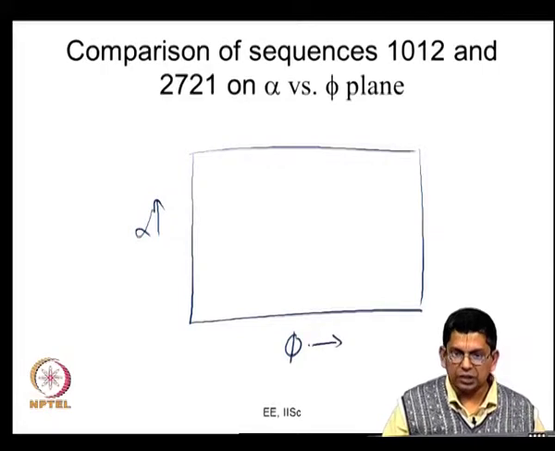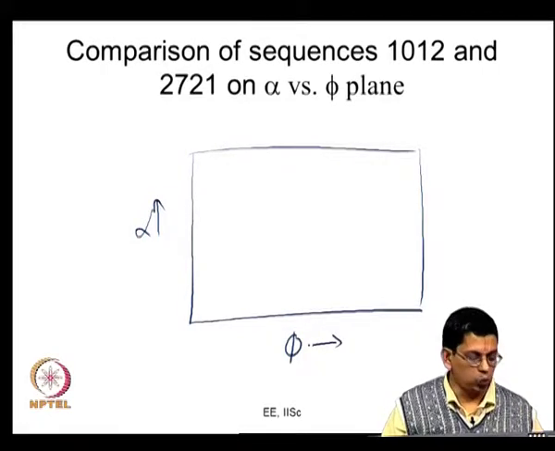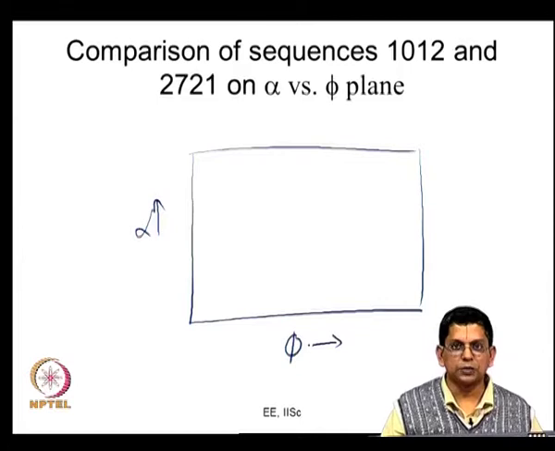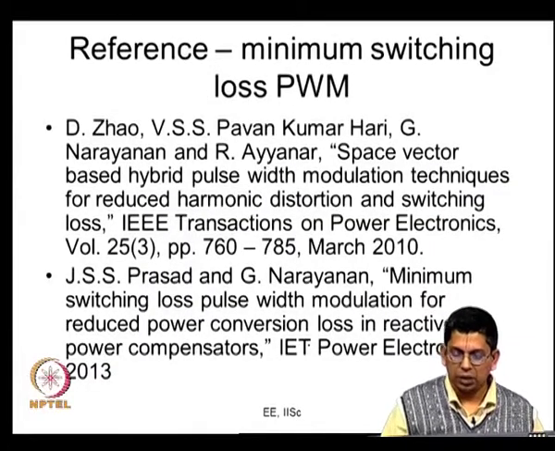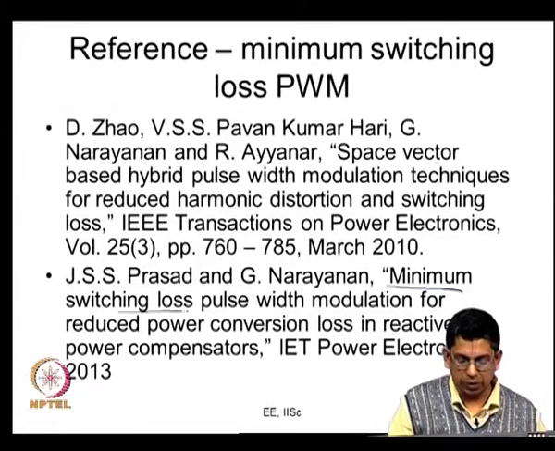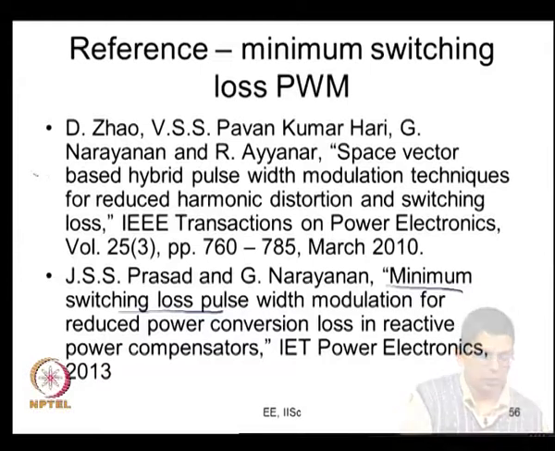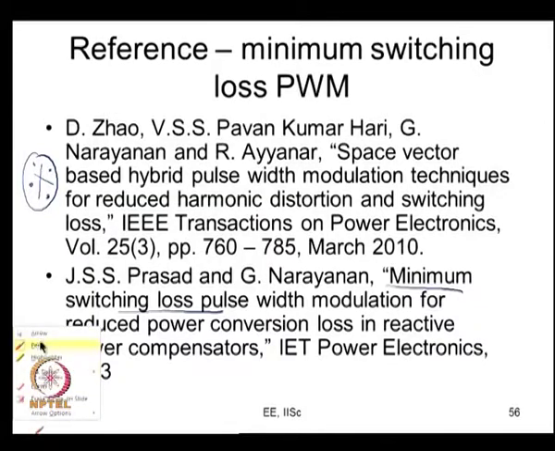It is not necessary that you compare only two sequences with each other, you can compare all the sequences with each other, and that is what will give you something called minimum switching loss PWM. The name that you find here, minimum switching loss PWM, is actually discussed in this particular paper. The alpha versus phi planes that I told you are all discussed here. So, you can do this as a homework and you can verify your solutions with what has actually been given in this particular paper.